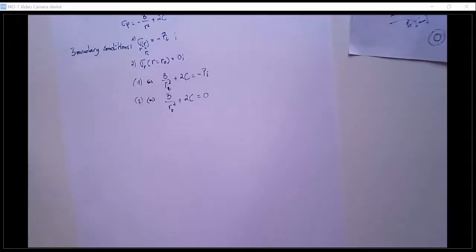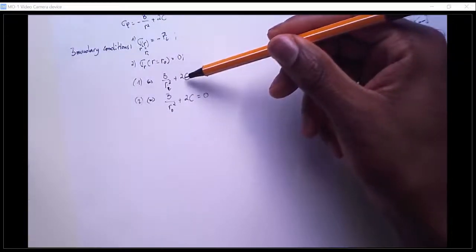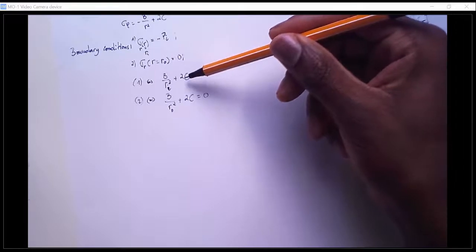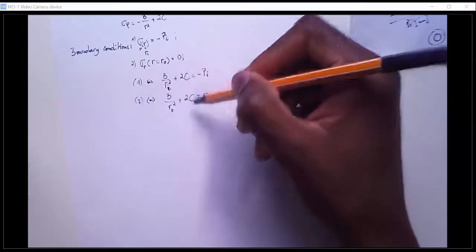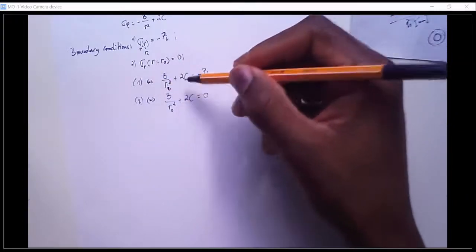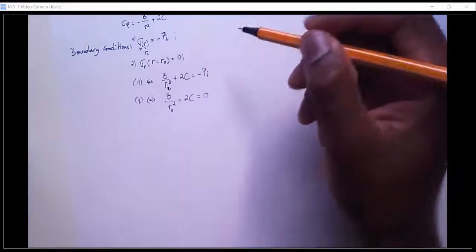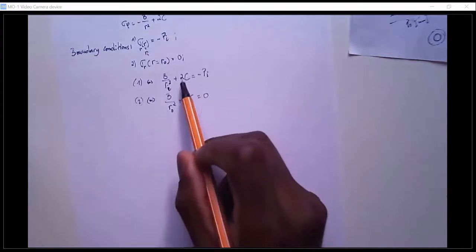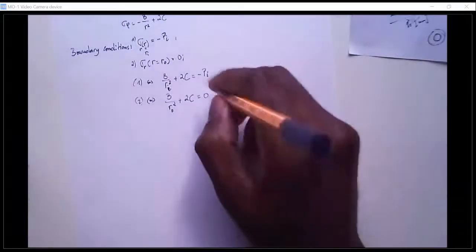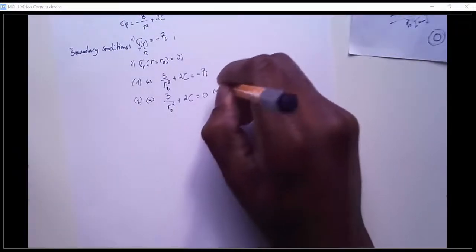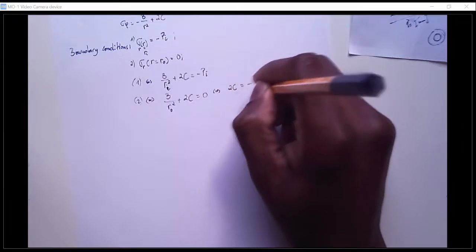And how do we go about this? At first, we can basically do equation 1 minus equation 2. That way 2c is basically gonna disappear. Or another way to do it is just to say 2c equals minus b divided by r whole squared. We can just do it that way. So this one means 2c equals minus b divided by r whole squared.